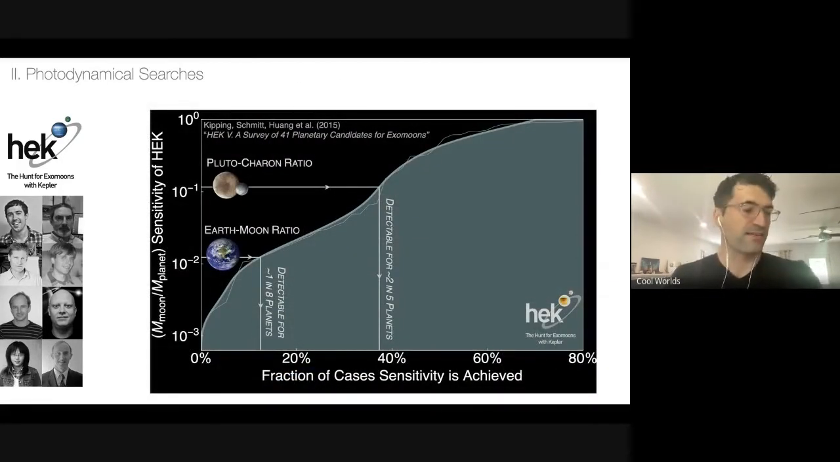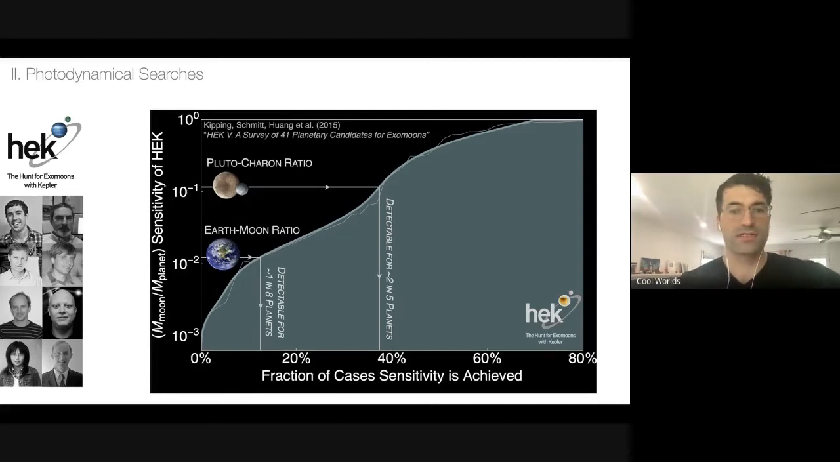So from this, we have this sensitivity curve that we've put together. On the x-axis, I'm showing you the fraction of times that we achieve the sensitivity shown on the left-hand side. There's lots of ways to think about sensitivity, but here I'm talking about the mass ratio. So the mass of the moon divided by the mass of the planet. As you probably know, the Earth-Moon system is about a 1% mass ratio, a little bit higher than that, 1.2. And so if you draw a line across here and then draw down when you hit this curve, you can see that we are sensitive to Earth-Moon mass ratios in 1 in 8 cases, about 16%.